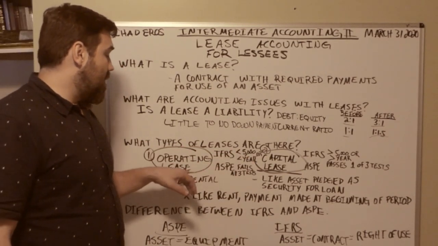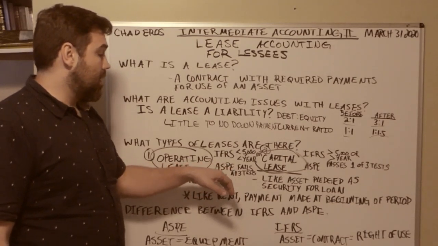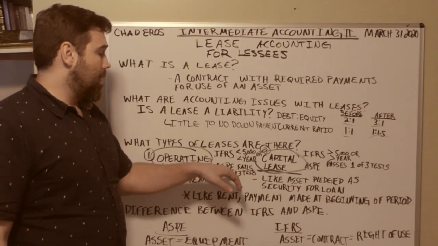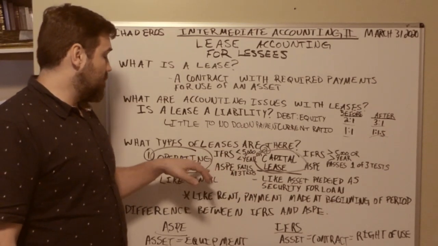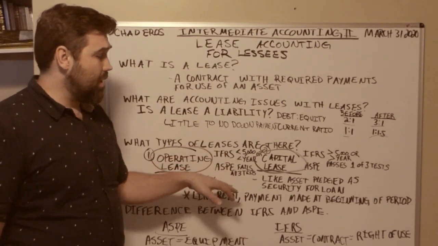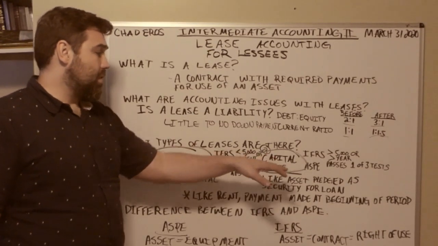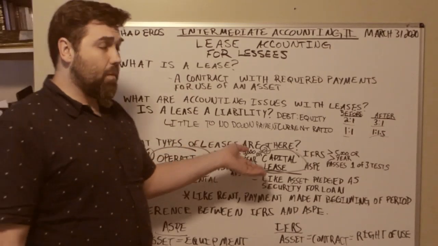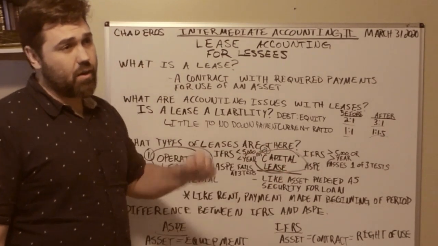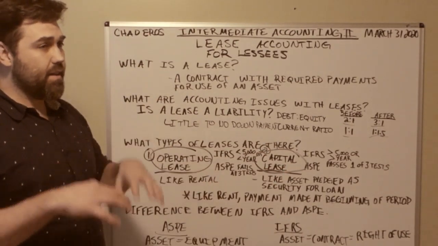With ASPE, an operating lease occurs when all three tests to test whether the lease should be recorded as an operating lease or capital lease fail. Okay, so let's look at what a capital lease is.